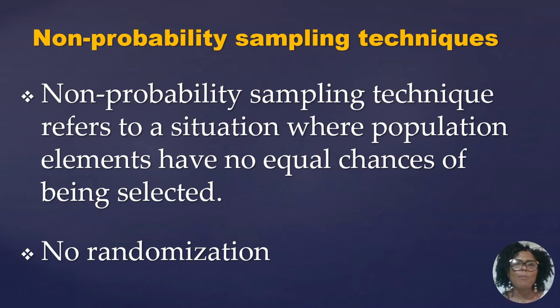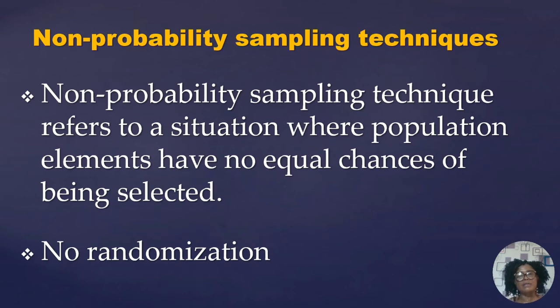Let us look at non-probability sampling techniques. I say they are also good methods of sampling, but not as good as probability sampling techniques. Non-probability sampling techniques refer to a situation where population elements have no equal chances of being selected. So in non-probability sampling, unlike in the other one where every member has a chance of being selected, in this case they don't have equal chances.